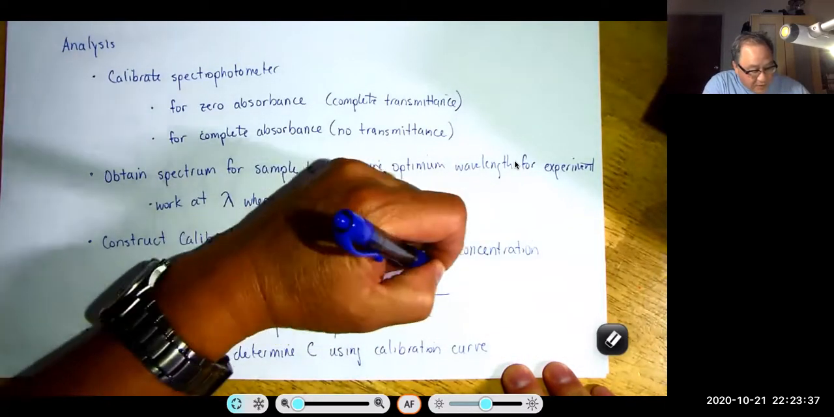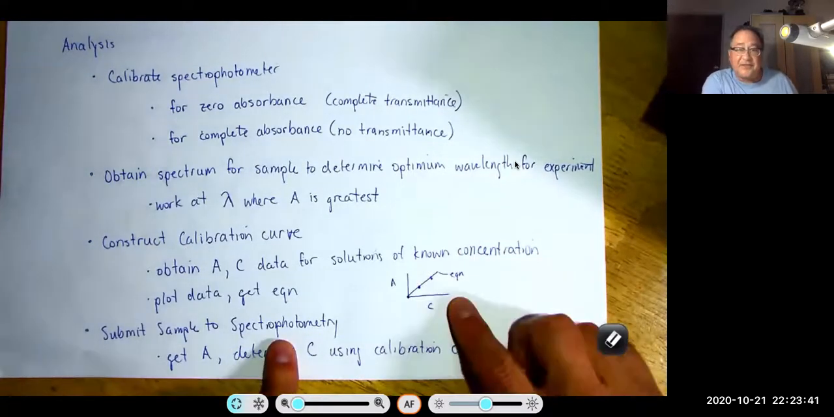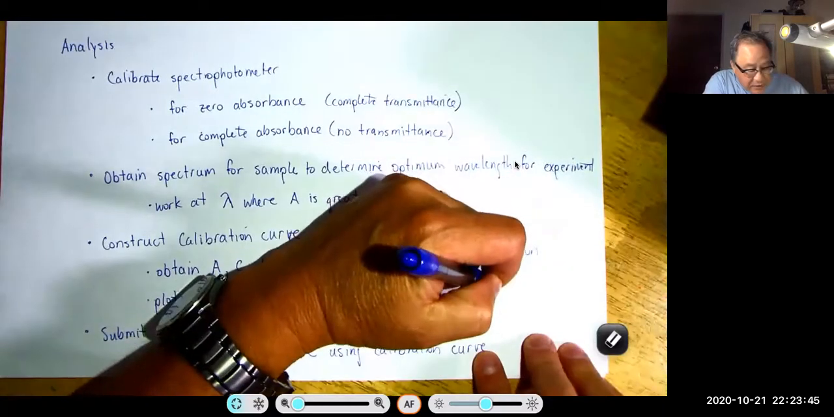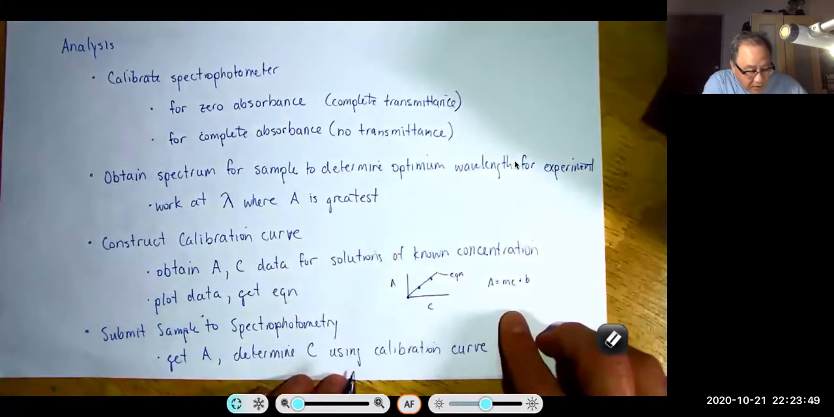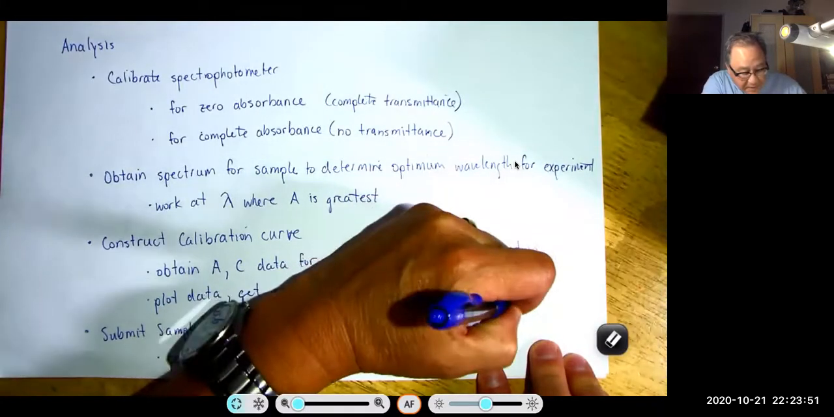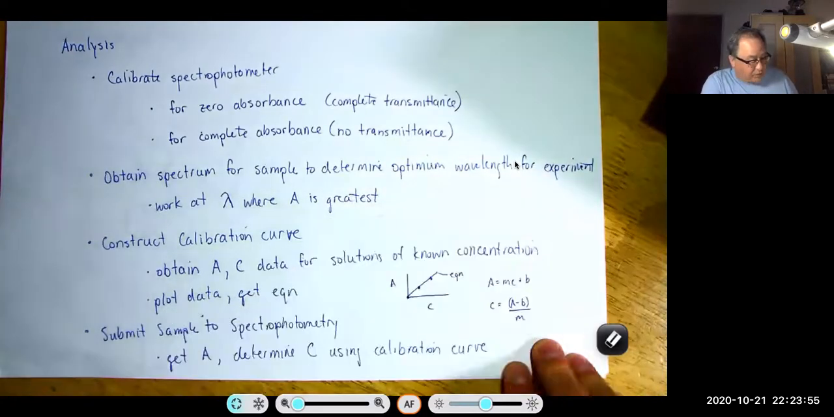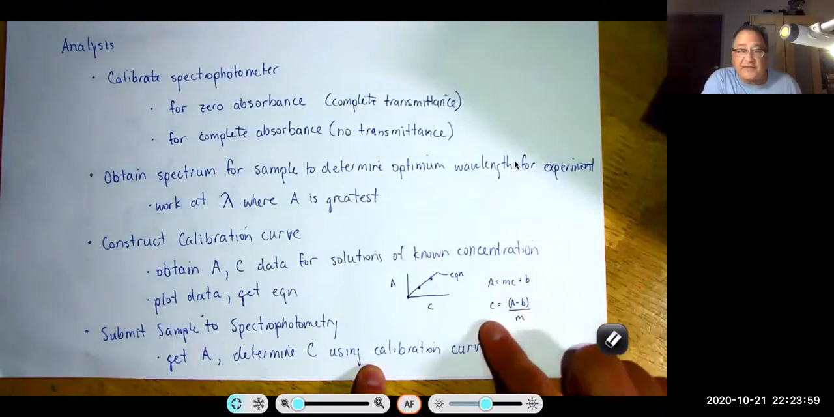And then you get the equation of this line. When you submit a sample to this analysis, once you have the equation, A equals MC plus B, where C is equal to (A minus B) over M, once you get the absorbance of an unknown solution, you can plug it into this formula and get its concentration.